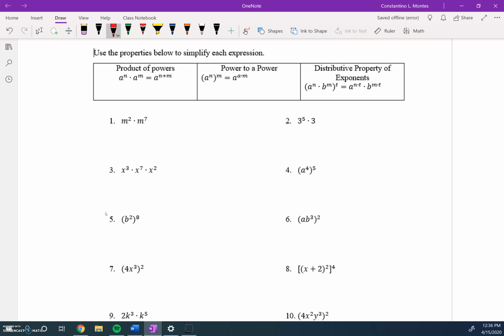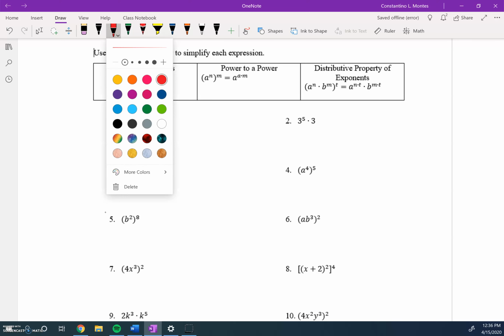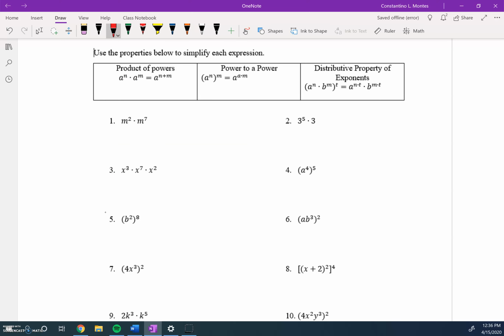Oh, by the way, it says use the properties below to simplify each expression. We have three properties: the product of powers, the power to a power, and the distributive property of exponents, and then the example beneath each one of those. So here for number one, we got a product of powers. I'm going to use this up here, which says I can add the exponents. So this should equal m to the power of 2 plus 7, which is going to be 9.